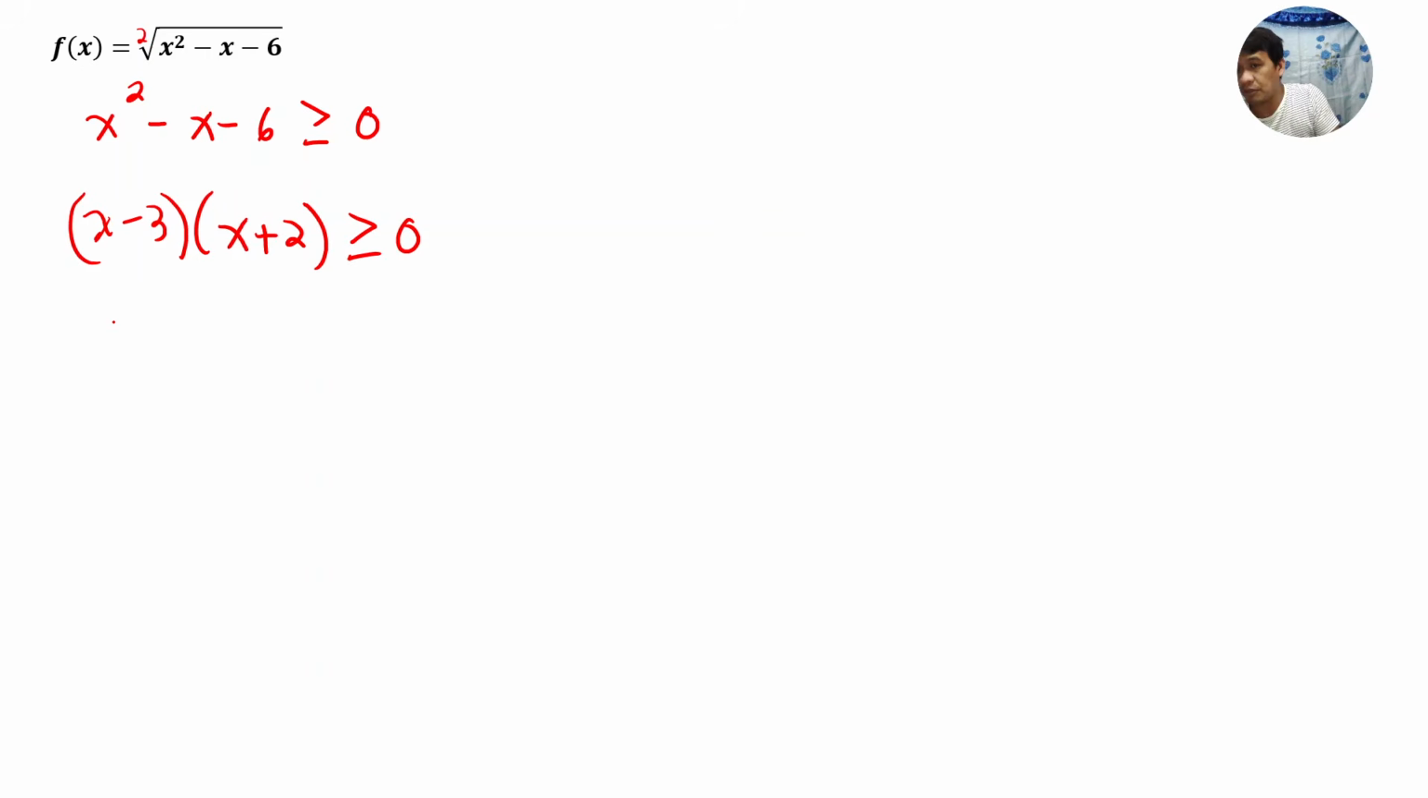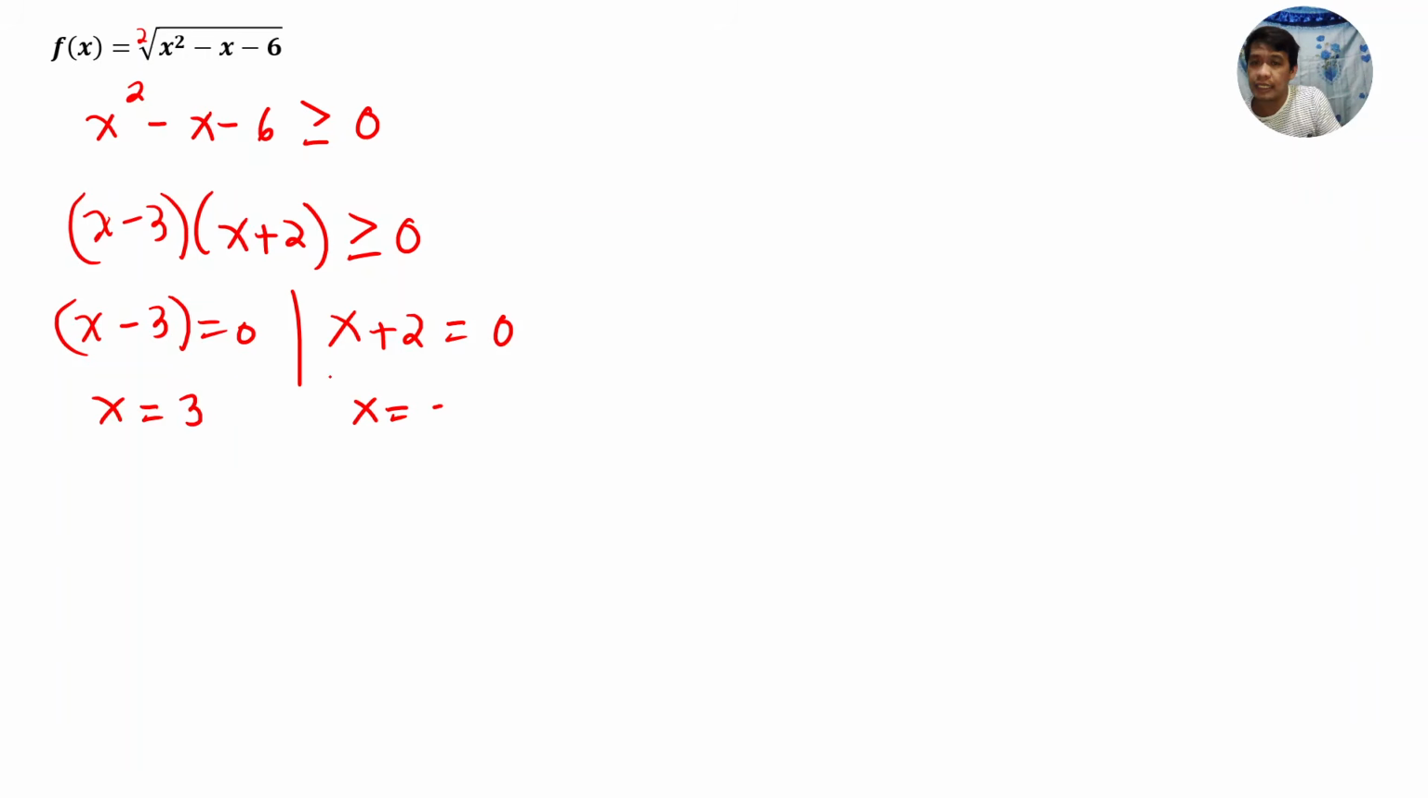So you have here x minus 3 equals 0, x plus 2 equals 0. So meron tayong critical value na x is equal to 3 and x is equal to negative 2. So kung meron tayong critical value, titingnan natin kung alin yung product. Kasi para maging positive, pwedeng ito positive, positive, pwedeng negative, negative. So paano natin yun magagawa?